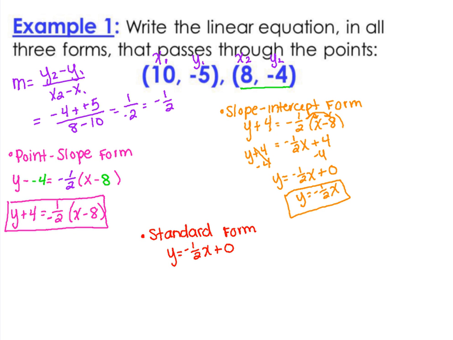And if you remember how to get rid of a fraction, you multiply everything through by the denominator. So the denominator that I'm trying to get rid of in this case is 2. So I'm going to multiply every piece of this by 2. And when I do that, I get 2y equals negative 1x plus 0 times 2, which is 0. Not finished. The x needs to move to the other side. So I am going to add 1x.